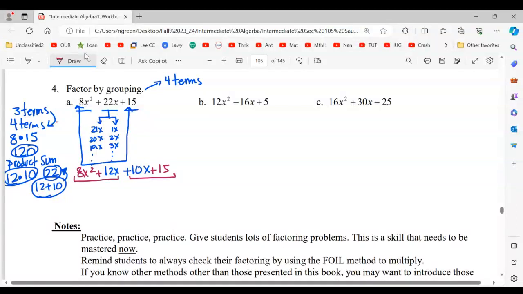What's the greatest common factor for the first two? It is 4x. And what's the remaining? 2x plus 3. Plus, what is the greatest common factor here? 5. And what's the remaining? 2x plus 3. Now, do we have the same parentheses, or different ones? Same. So we take the common binomial outside. If you take it outside, what's left? 4x plus 5. Is this clear?